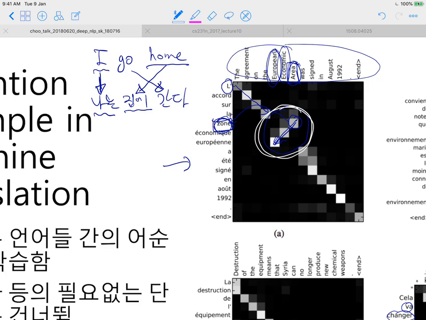We didn't explicitly change the order at that specific part between the input and output sentences, right? But the neural net self-learned, so it properly learned when to reverse the order when assigning the attention.